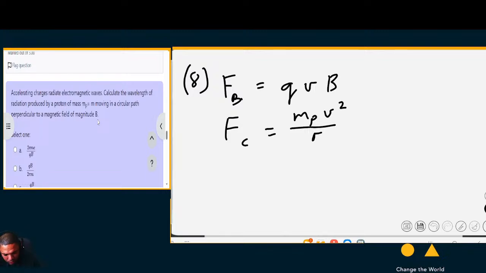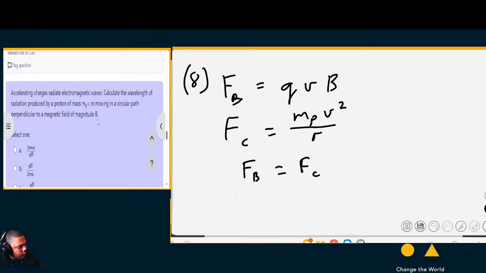Now, if you were to simplify this, remember the centripetal force is provided by this magnetic force. So Fc, basically, Fb, the magnetic force, is equal to the centripetal force. The magnetic force is supplying the centripetal force, allowing it to move in the circle.